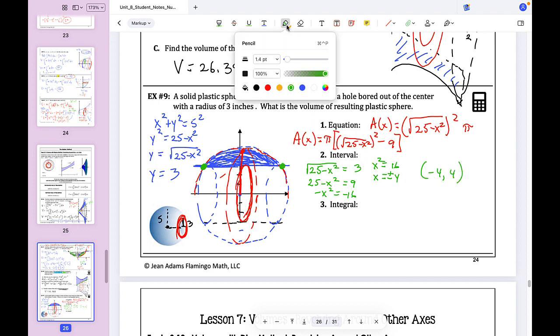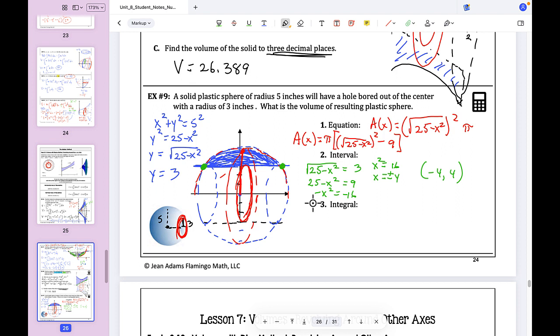Okay, so my integral is going to look like this. The volume equals pi times the integral from negative 4 to 4 of the square root of 25 minus x squared, squared, which means it's just 25 minus x squared, minus 9 dx. We can simplify that a little more: pi times the integral from negative 4 to 4 of 16 minus x squared dx.